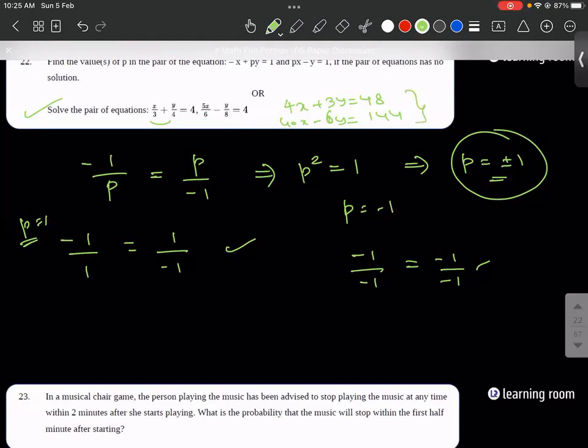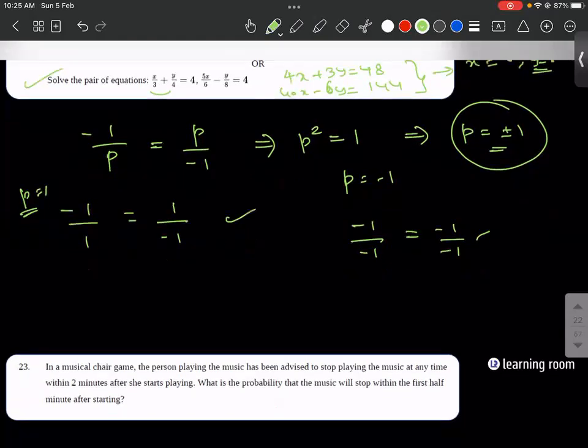Right, so I got solving it, x as 6 and y as 8. Correct. So that part I'm leaving it to you.